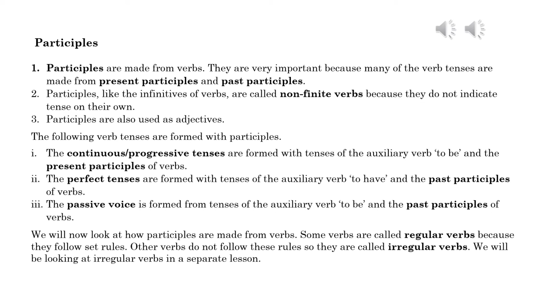We will now look at how participles are made from verbs. Some verbs are called regular verbs because they follow set rules. Other verbs do not follow these rules, so they are called irregular verbs. We will be looking at irregular verbs in a separate lesson.